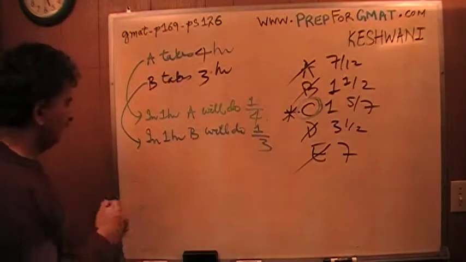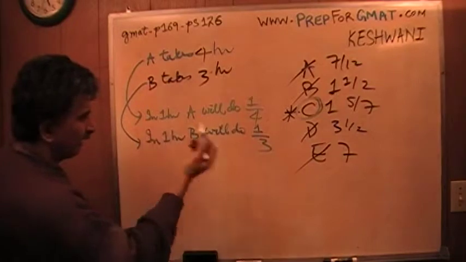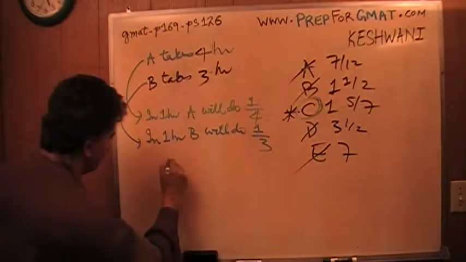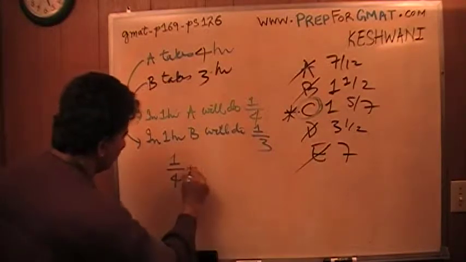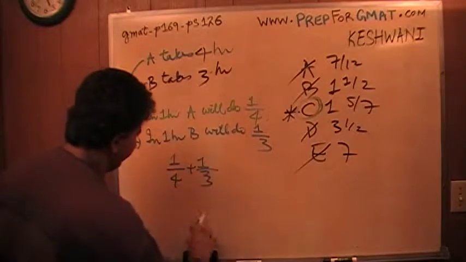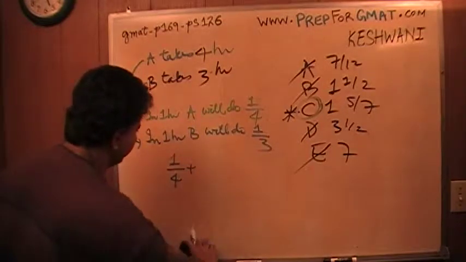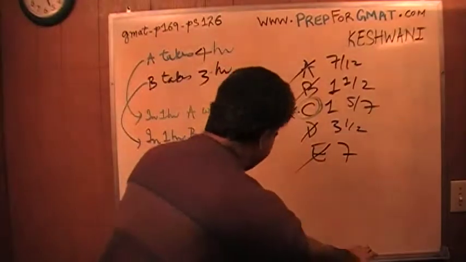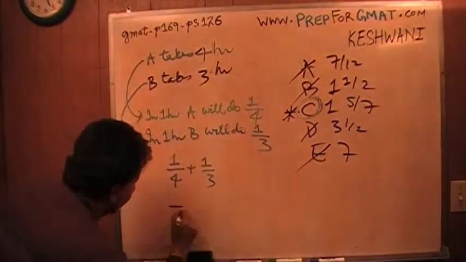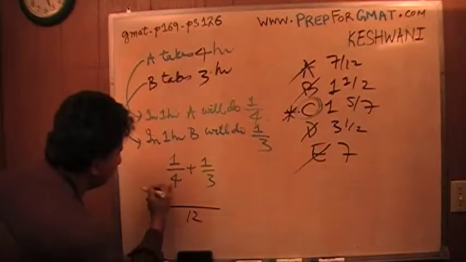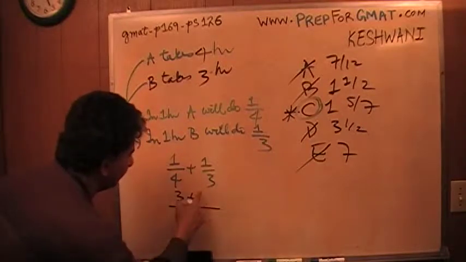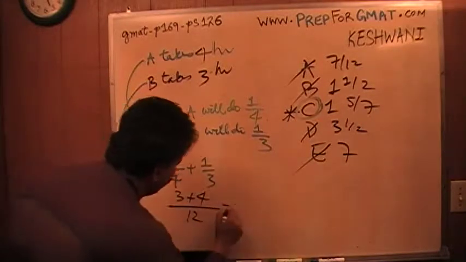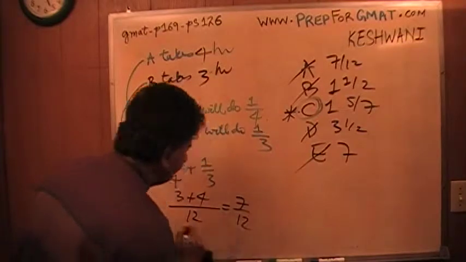But if you insist, in 1 hour, both of them working together will finish this much work: 1/4 plus 1/3 in 1 hour. Let's see how much it is. Find the common denominator. You find 12. 12 goes into 4 three times, and 3 goes into 4 times. So it's 7/12 in 1 hour.